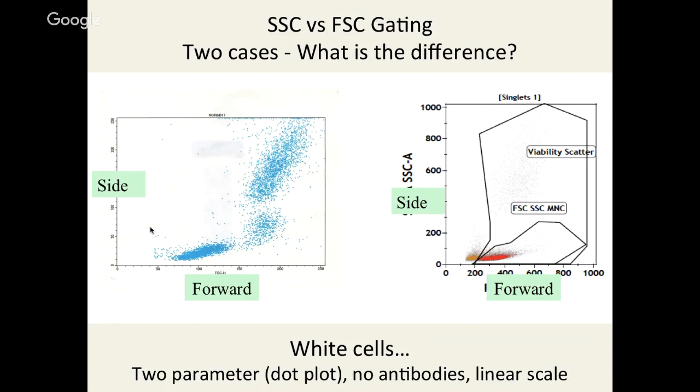On the right side, there's another plot which shows red dots, and it shows you that most of the events are in the lymphocyte area. Monocytes are very few, and neutrophils are also very few. This looks abnormal. Maybe this is some kind of lymphocytosis or acute leukemia. That we have to find out. But this is abnormal.